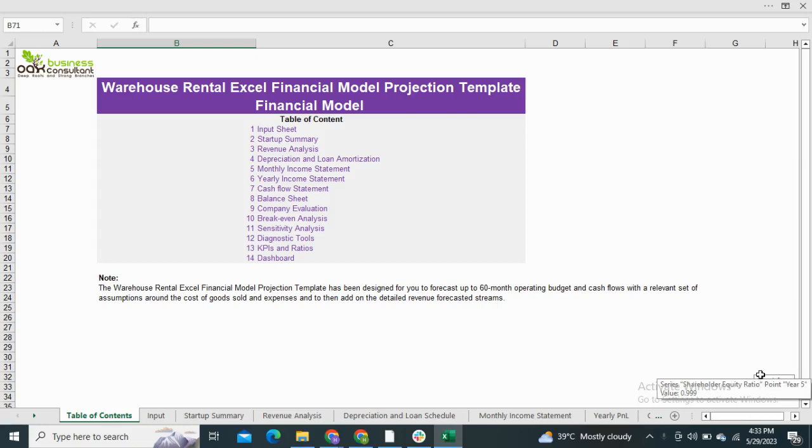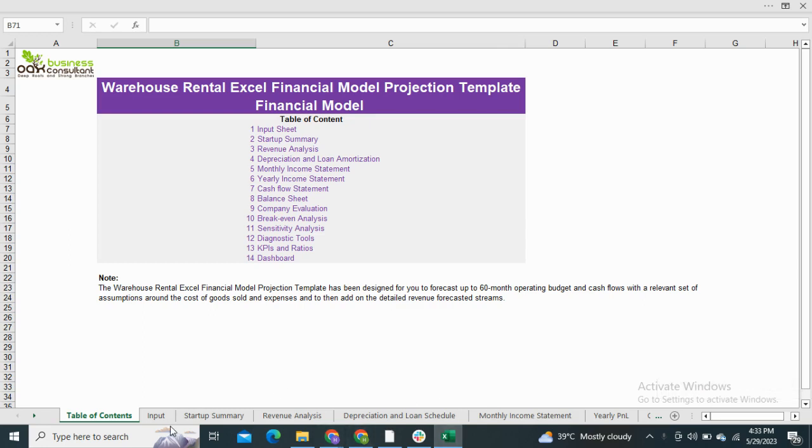Dog business consultants are back with another financial model, which is the warehouse rental Excel financial model. This model will help warehouse owners to analyze, forecast, and visualize their financial performance. Starting with the model, first we have the table of contents, which represents the input sheet, revenue analysis, financial statements, and other financial metrics to fulfill your business needs.